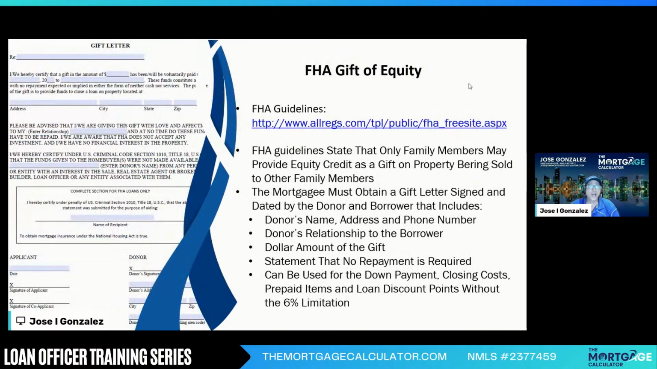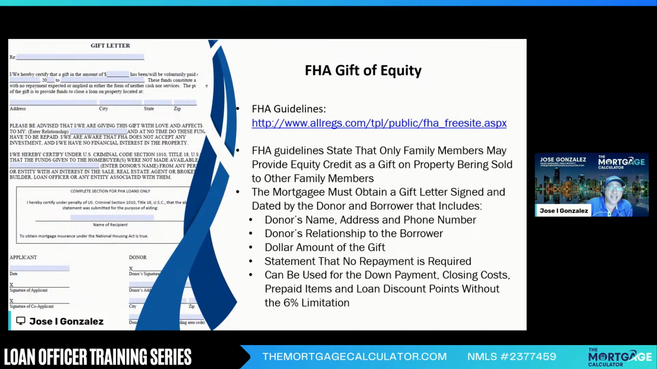So let's talk about our most common gift of equity, and I put their guidelines there for you. For those of you that are going to have a copy of this presentation, you can click on there, look at it all for yourself. I got a nice representation there of a gift letter, right, which you're going to need.